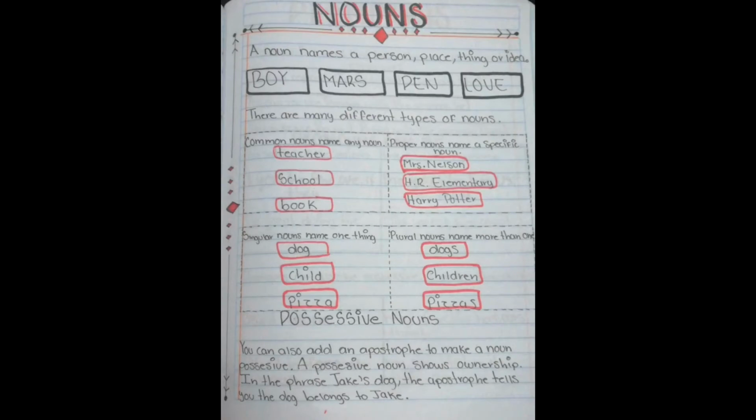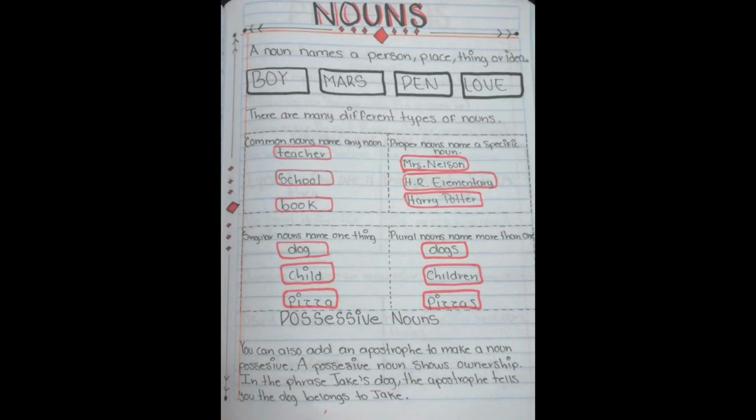Below are some examples of nouns. The common noun is the name of any noun. For example, the teacher, school, a book. The proper noun is the name of a specific noun. For example, Mr. Nelson, Harry Potter, Elementary School.